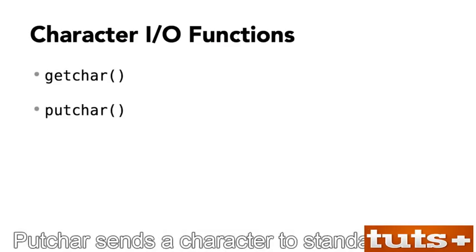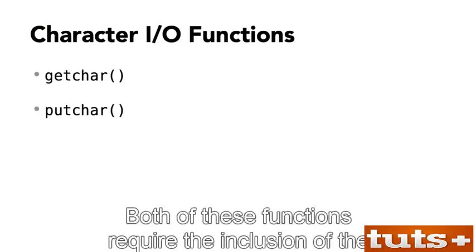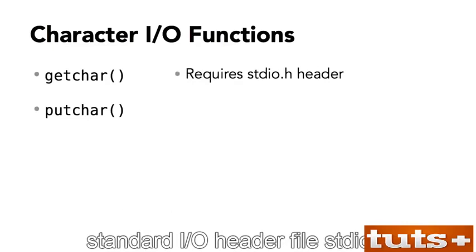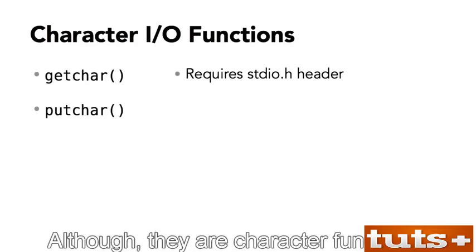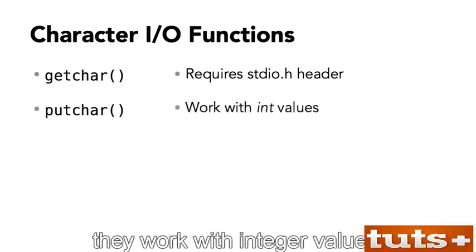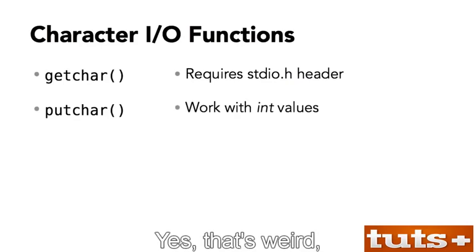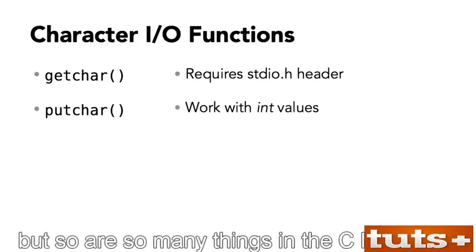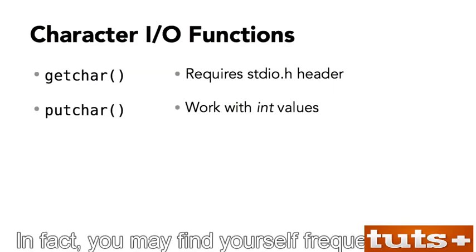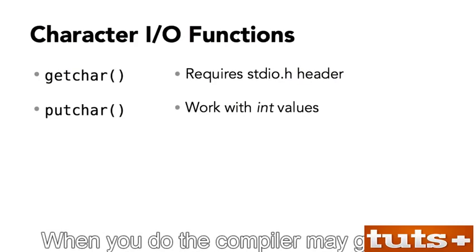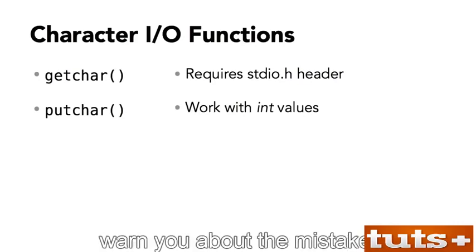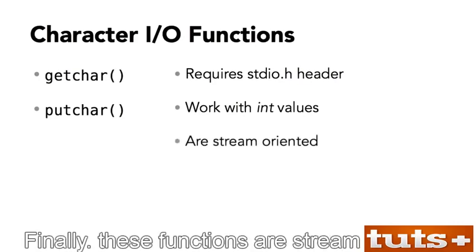Both of these functions require the inclusion of the standard I/O header file, stdio.h, for their prototypes and such. Although they are character functions, they work with integer values. Yes, that's weird, but so are so many things in the C language. In fact, you may find yourself frequently using char variables with these functions. When you do, the compiler may gently warn you about the mistake. Finally, these functions are stream-oriented, which is something I'll explain later in the movie.